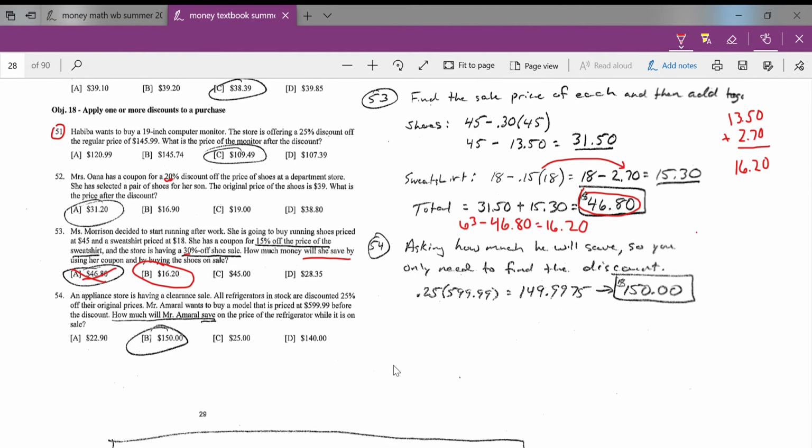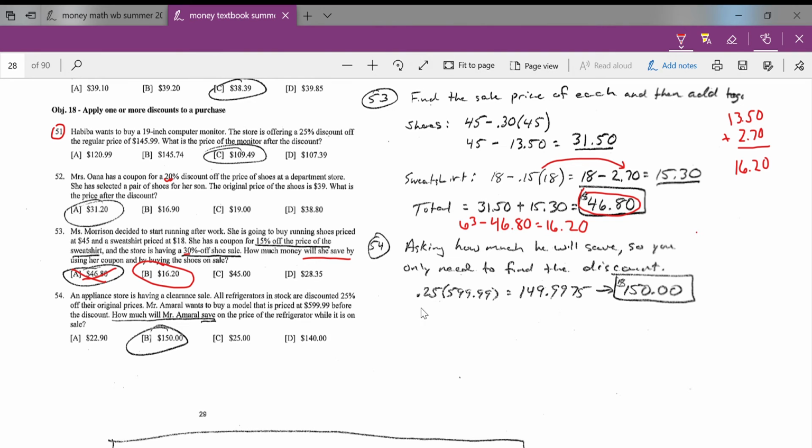54. Appliances having a clearance sale. All refrigerators in stock are discounted 25%. He wants to buy a model that is priced $599.99 before the discount. How much? Again, it says how much will he save on the price. So basically what you're saying there is how much is the discount.